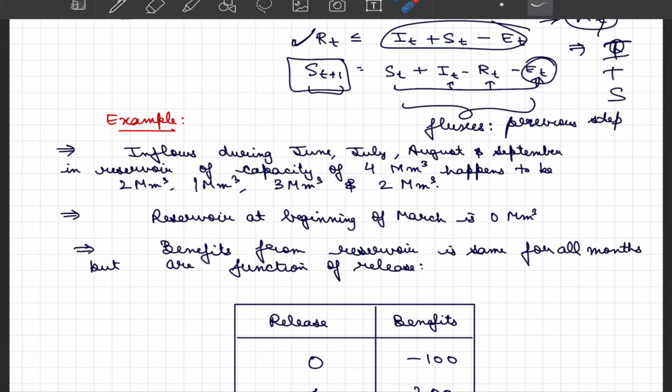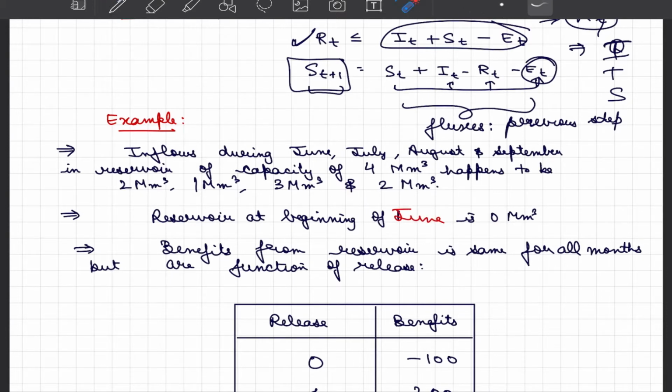That's why I took this leverage to solve this question before recording the lecture. Now here the question is that inflows during the months of June, July, August and September in a reservoir of capacity 4 million meter cube happen to be 2, 1, 3 and 2 million meter cube respectively. It is also given that the reservoir at the beginning of June is empty.